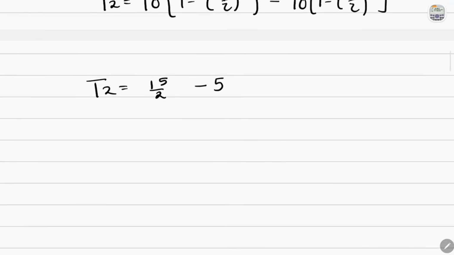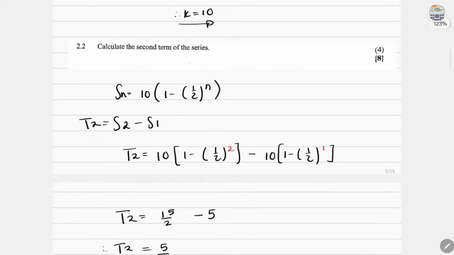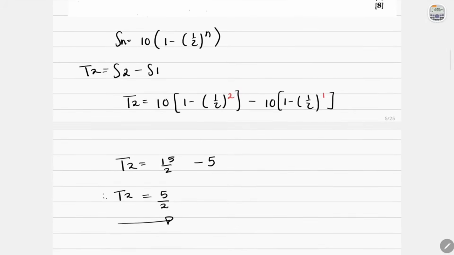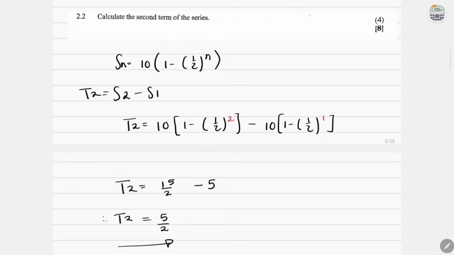So this is 5. Okay, so 15 over 2 minus 5, and term 2 is finally equal to, let's see, you can rewrite this with a denominator of 2 by putting it over 2, so 5 times 2 like that, and so that's going to be 10. So that's 15 minus 10, which is 5, and the denominator stays 2. And there we go. Term 2 is equal to 5 over 2 using this method. Okay, and that is our answer, and that is it for question 2.